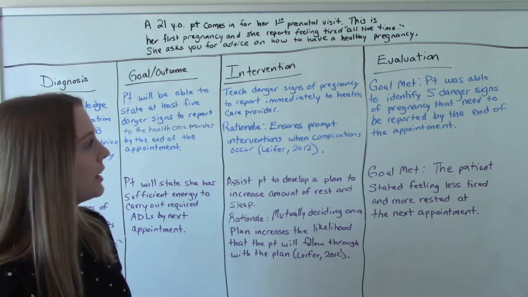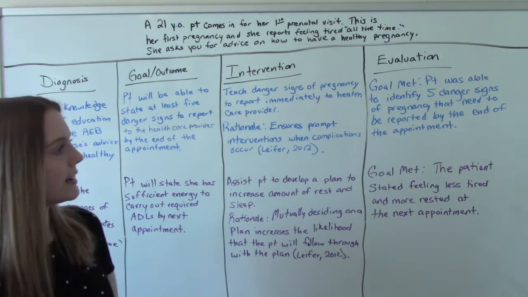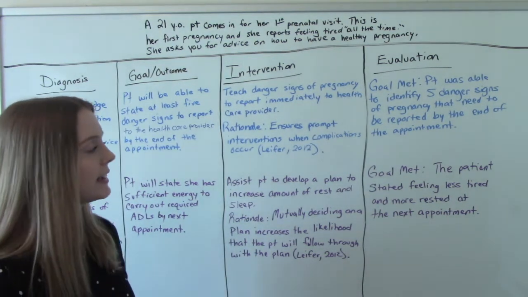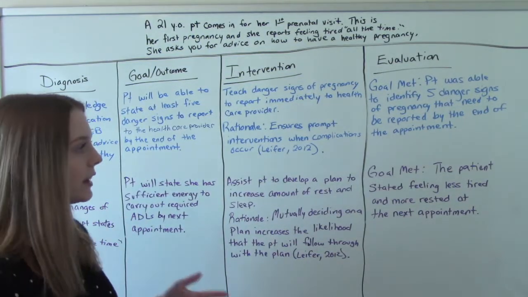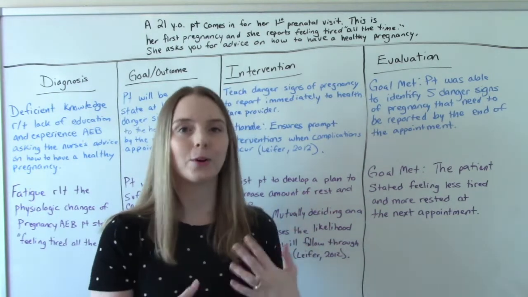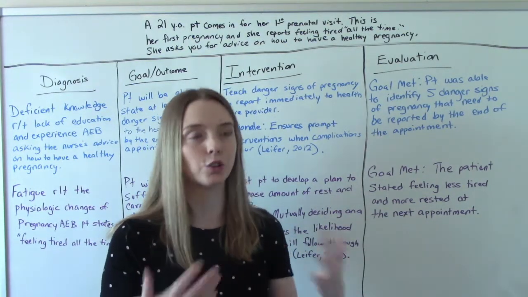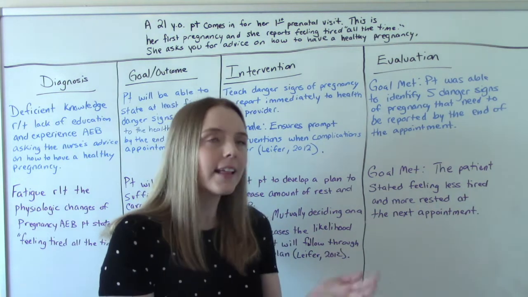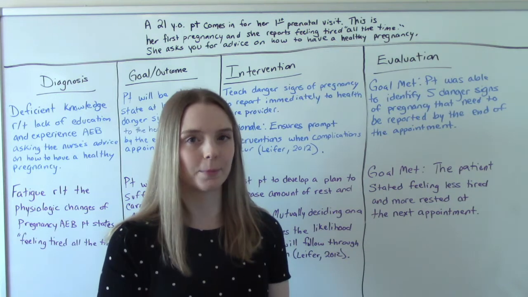And then in our evaluation, we can say that the goal was met. The patient was able to identify 5 danger signs that need to be reported by the end of the appointment. And that is a pretty realistic time frame here, the end of the appointment. Of course, we're going to review things with her. We're going to give her pamphlets and lots of instructional materials. So by the end of the appointment, she should be able to tell us the 5 things she needs to look out for.